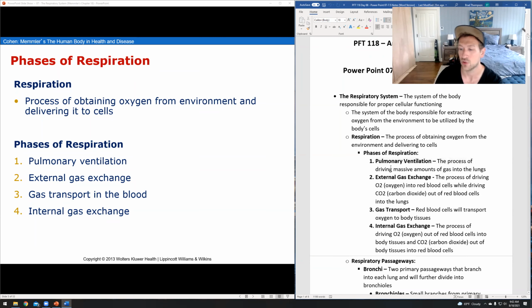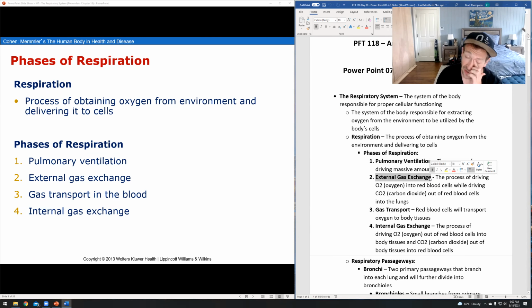So this is the process of driving massive amounts of gas or air into our lungs. And that's the thing. Gas is just air, or air is just a gas, right? It's a gas with lots of stuff in it. It's not just oxygen. In fact, most of the air that we breathe in is nitrogen. But oxygen is what we can drive into our body. So that's the stuff that we generally tend to talk about. And then what's going to happen is we're going to experience what we call external gas exchange.